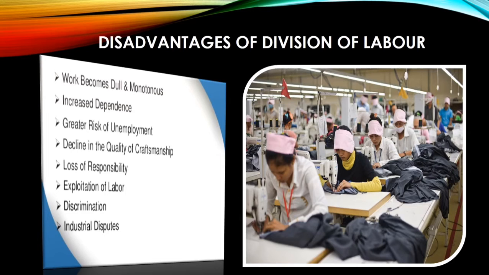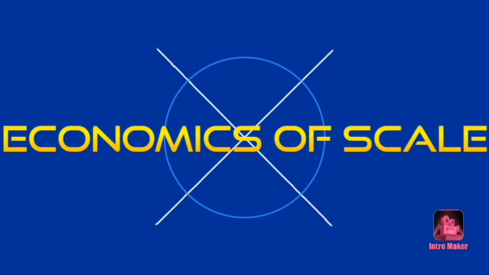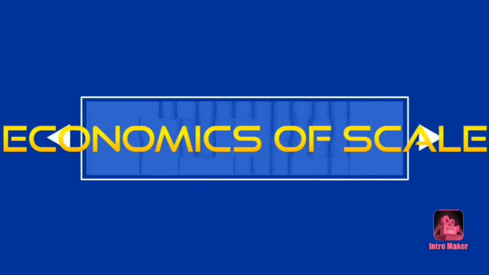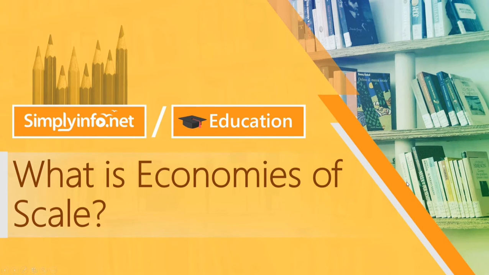Now, the disadvantages of division of labor may include that it makes work monotonous. It brings about decline in craftsmanship. The use of machines reduces employment opportunity under division of labor. And finally, it brings about immobility of labor.